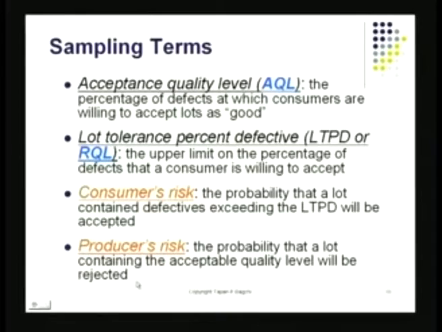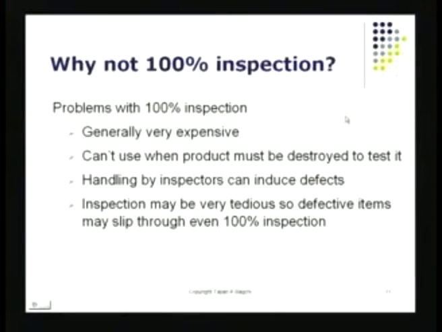Now these two risks are there because I'm not inspecting everything. These two risks are there because I'm not doing 100% inspection. If I did 100% inspection, I would know the exact quality of that lot, and therefore there's no question of any kind of risk being borne by one party or the other. Why not do 100% inspection? If we know all this, why don't we do 100% inspection?